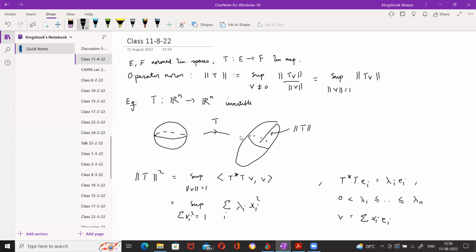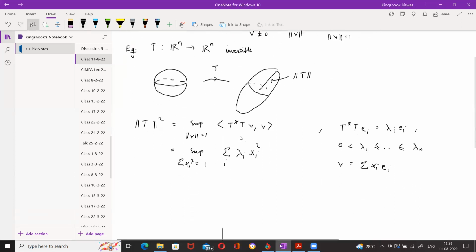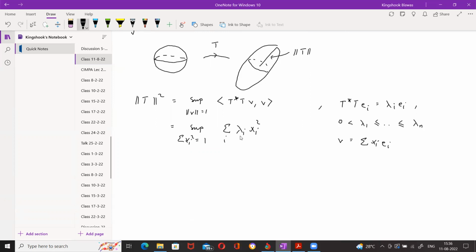And since summation x_i squared is 1, this sum is less than or equal to lambda n into summation x_i squared, which is lambda n. And you have equality. This is equal to lambda n if V is equal to e_n. Right? So this supremum is nothing but lambda n. Okay?